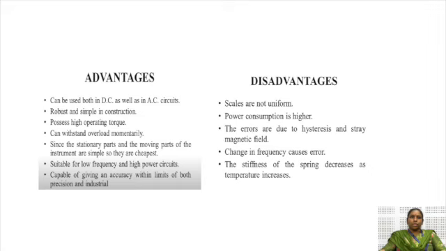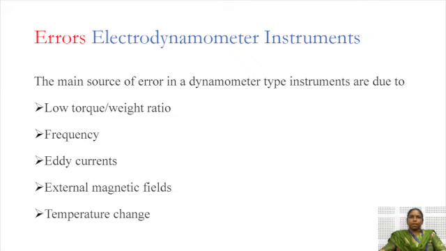Disadvantages are the scale is not uniform, power consumption is higher, there are errors due to hysteresis and stray magnetic field, change in the frequency causes error, and the stiffness of the spring decreases as the temperature increases. Error in the electrodynamometer instrument. The main sources of error in dynamometer type instruments are the low torque weight ratio, frequency, eddy currents, external magnetic field and the temperature change.